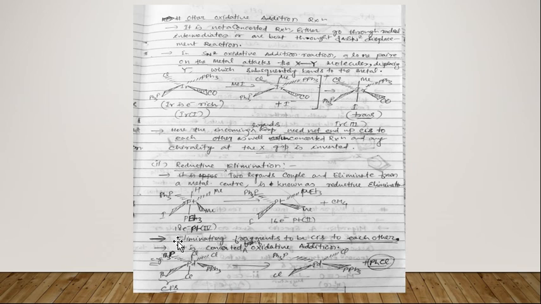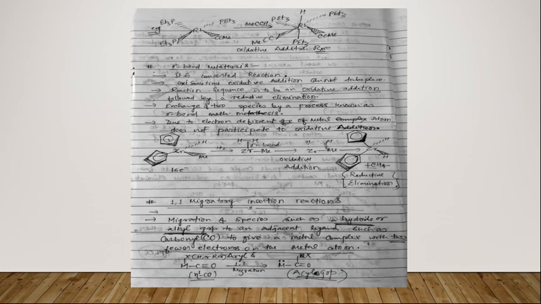So here the point is the eliminating fragments are cis to each other. It is the concerted form of oxidative addition. If you see here, this is the cis form and this is the trans form. So it is very simple.